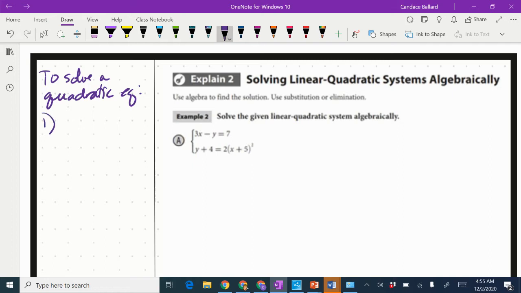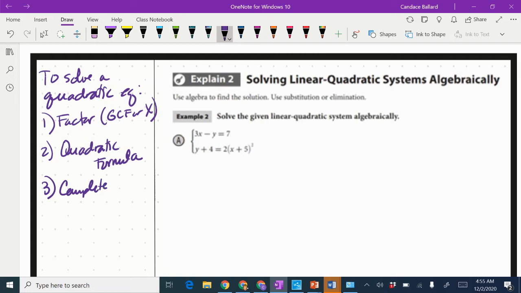equation, the first thing we're going to do, if we can possibly do it, is to factor. Most likely you're looking at a greatest common factor or some kind of magic X. The second thing I'm going to try is the quadratic formula. And the third thing is to complete the square or solve by roots, the roots method. That's the last resort, and sometimes it's just set up better for completing the square.